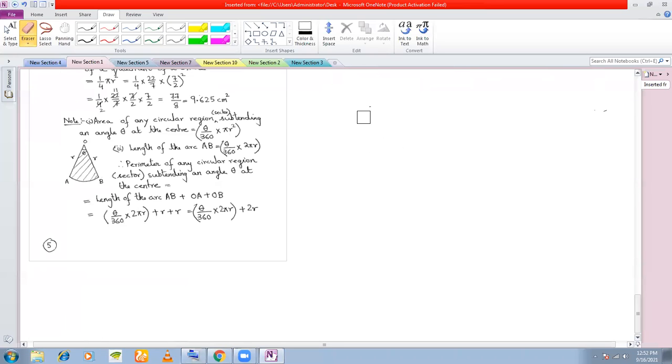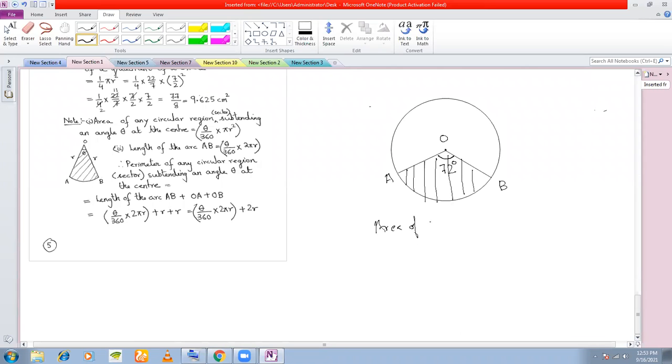If any sector of a circle is given to you, for example, let's say this is our circle and this is the center, such that this is the sector of a circle. You need to find out the area of this sector, such that the angle here is, suppose, 72 degrees. Then what is the area of this sector?